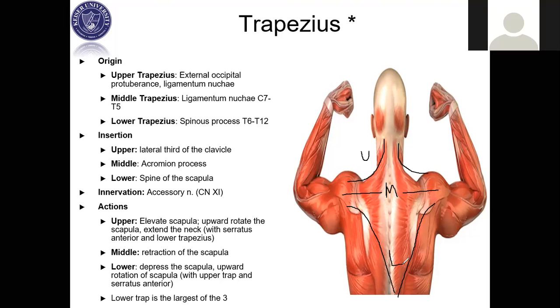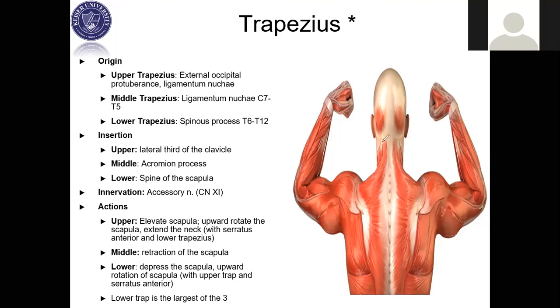You're going to have to know each of their origins, each of their insertions, and each of their actions. You will be thankful that the only innervation for this muscle is the accessory nerve. Remember, cranial nerve number 11. The accessory nerve innervates all 3 parts of the trapezius. All right, let's go into it.